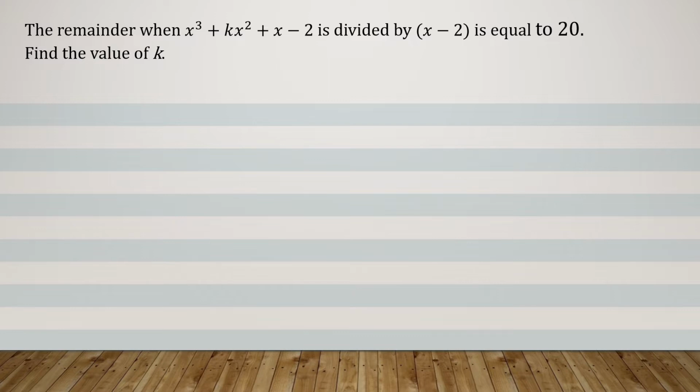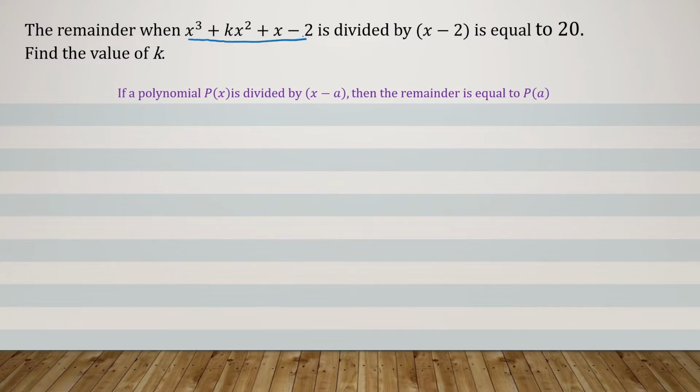So let's state the remainder theorem. If a polynomial p(x) is divided by x minus a, then the remainder is equal to p(a). So this here is our polynomial p(x), and this is our divisor x minus 2. So the first thing to do, compare your divisor with the divisor of the theorem, and we'll write that down.